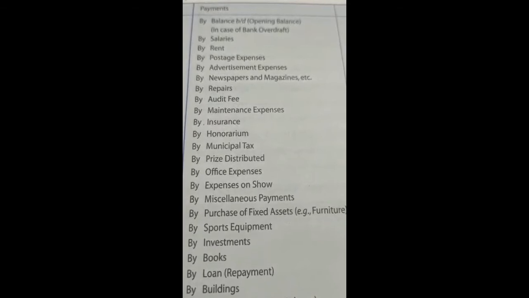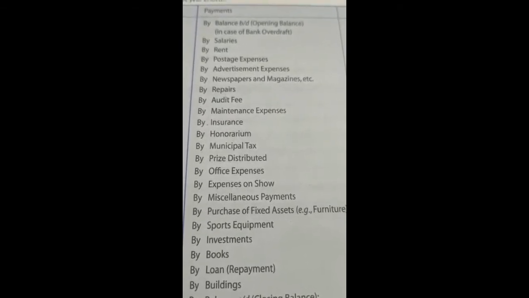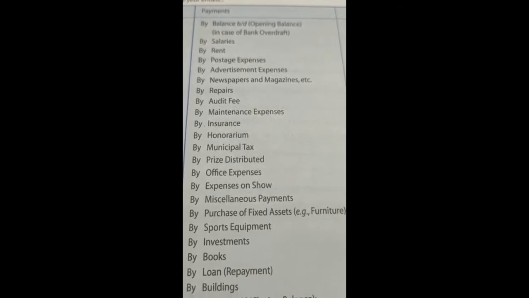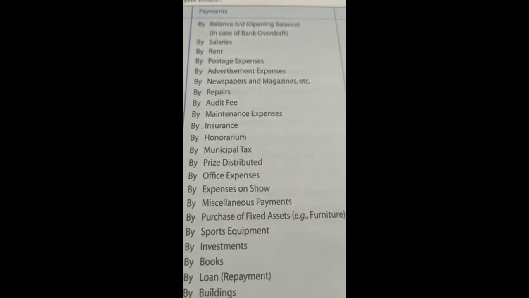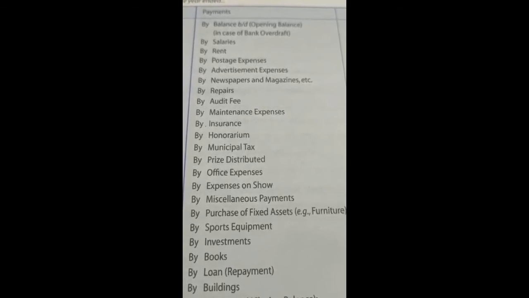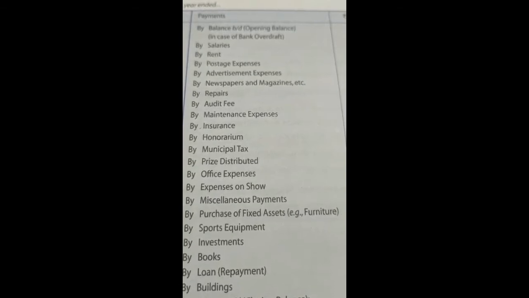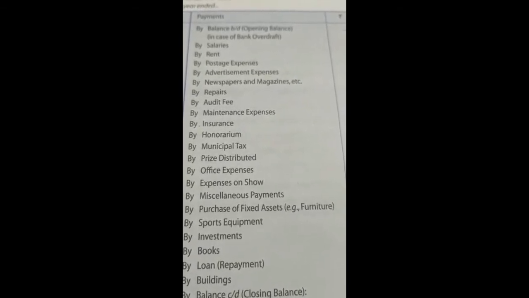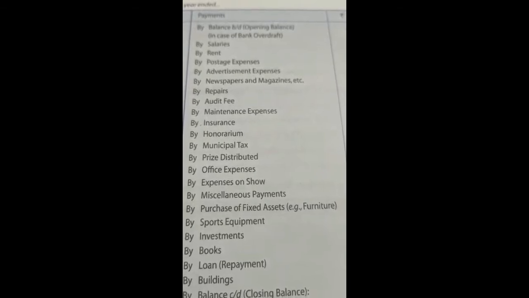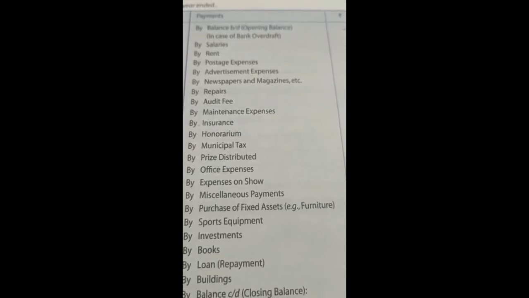For that, if any insurance premium is paid, that insurance premium is your payment. Next is honorarium. Honorarium is just like salary, but it is paid to some persons who are not regular employees, but are giving their voluntary services to the organization. For that, any remuneration paid is called an honorarium. So that is also a payment.